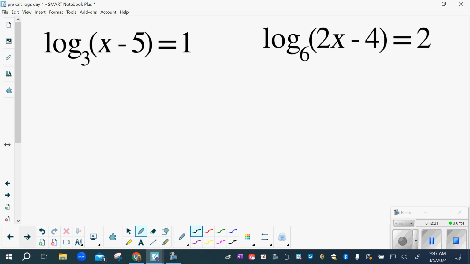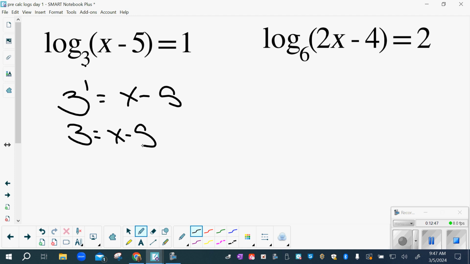These are my favorites. And you're looking at that thinking, holy heck, is this hard? It's so not. Just rewrite it. The base is in the basement. The exponent goes there, equals x plus 5. Or sorry, x minus 5. Look how easy that is. You guys know how to do that. 3 to the first is 3, x minus 5, x equals 8. All you're doing is taking something that looks crazy and rewriting it.